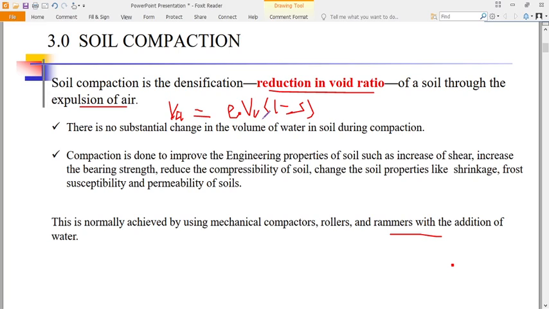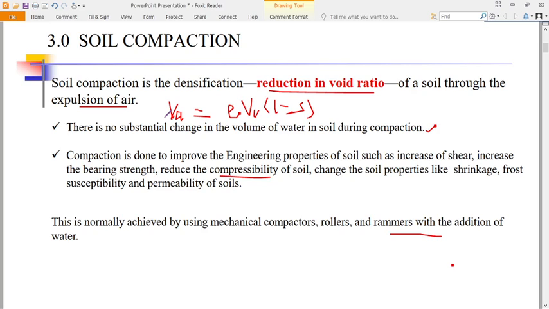It's only during the compression of soil, or consolidation, that we expel out water. Our purpose here is normally to just increase the density by expulsion of air, slightly increasing the degree of saturation to be equal to 1, so that we can have zero air voids.